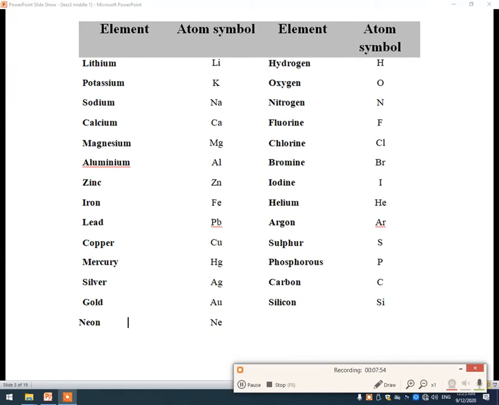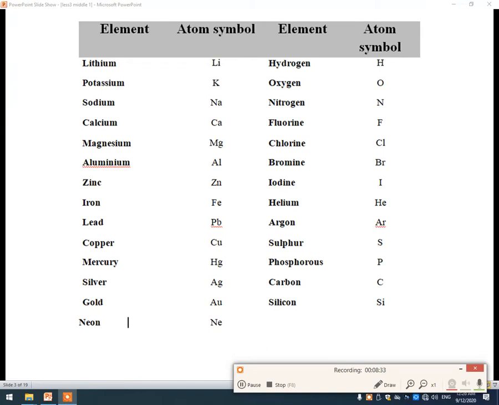Next, sulfur. Sulfur, only one letter, and it should be capitalized because it's only one, and it also comes from the original name of sulfur. Phosphorus. Phosphorus, its atom symbol will be P, and because it's only one letter, it should be capitalized because it comes from the original name of phosphorus. Next, carbon. Carbon, its atom symbol consists of only one letter, and it should be capitalized because it comes from the original name of carbon.